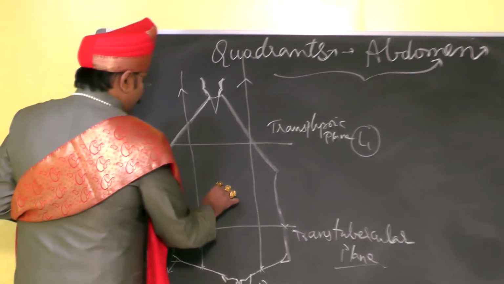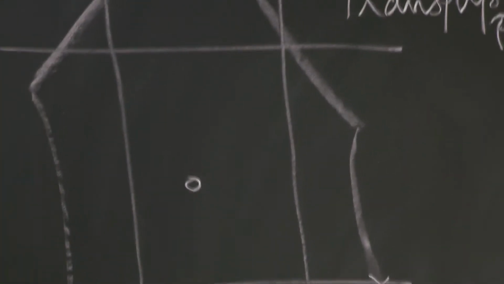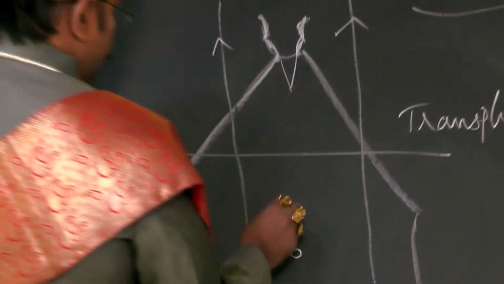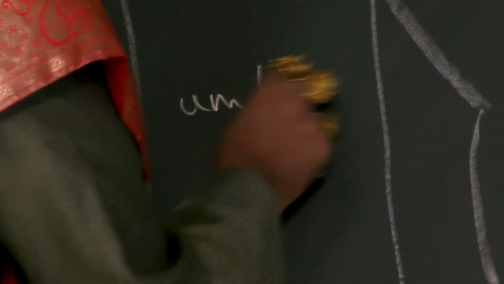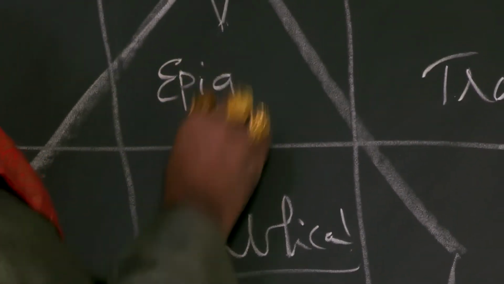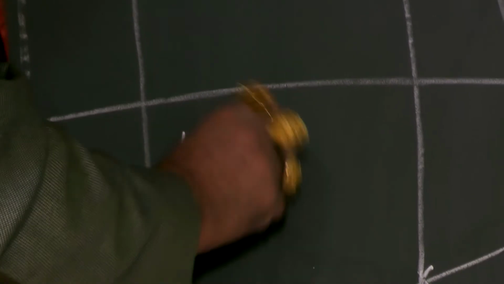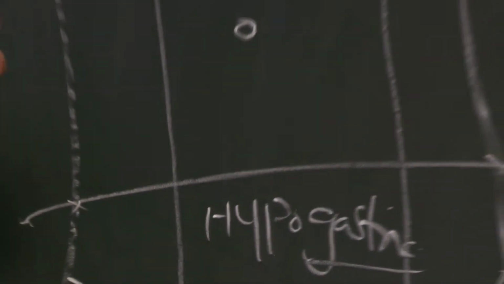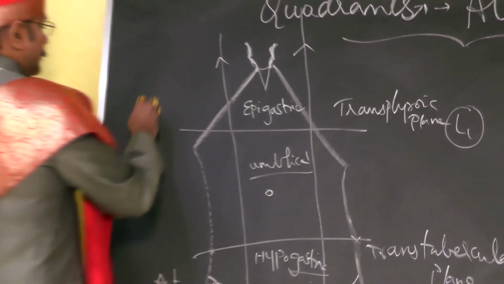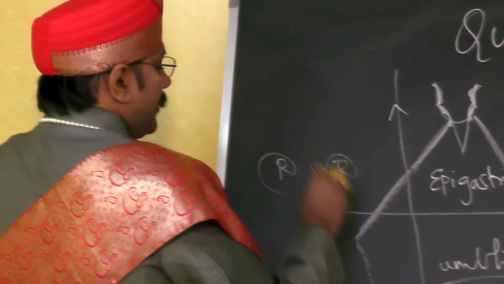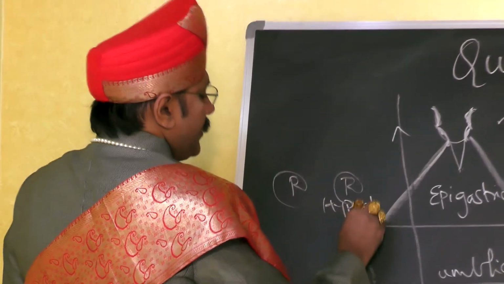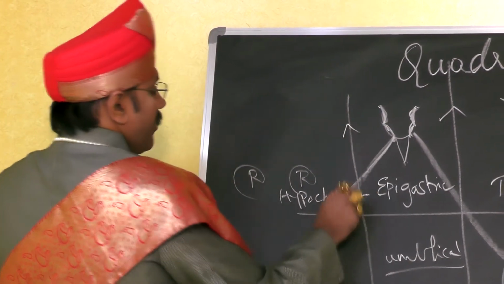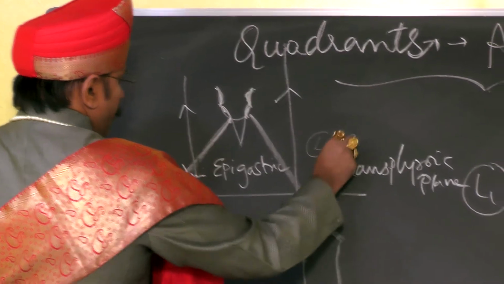In the center there is the umbilicus, and this region is called the umbilical region. Above the umbilicus, we have the epigastric region or epigastric fossa. Below you have the hypogastric region or hypogastric fossa. Coming to the right side, you have the right hypochondrium. In the same way, here you will have the left hypochondrium.